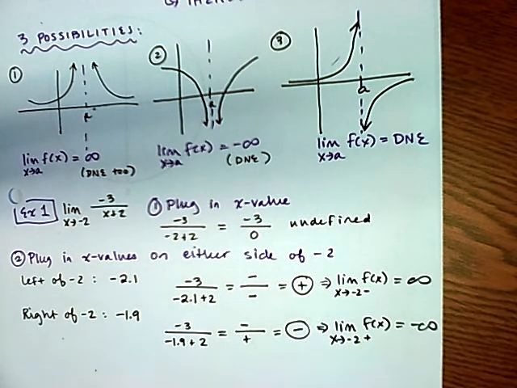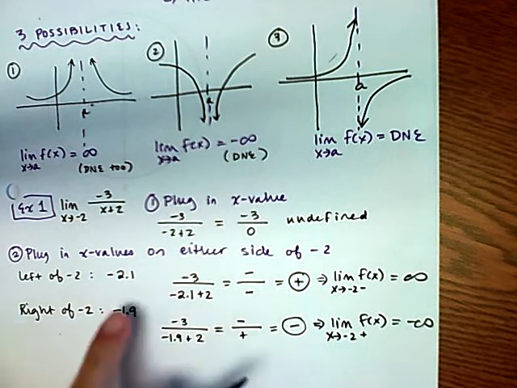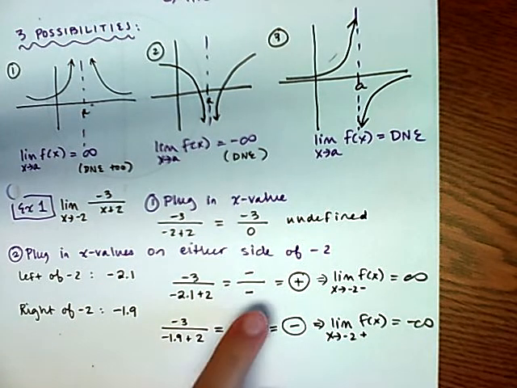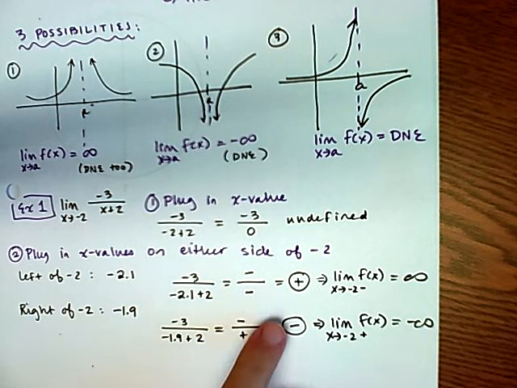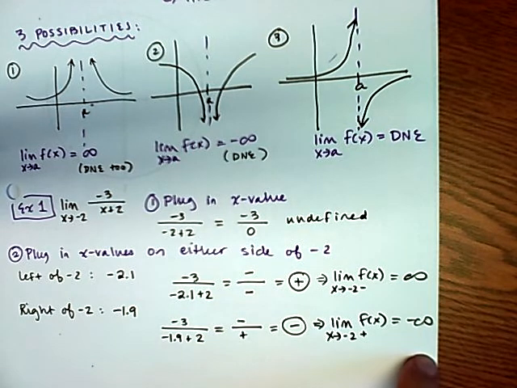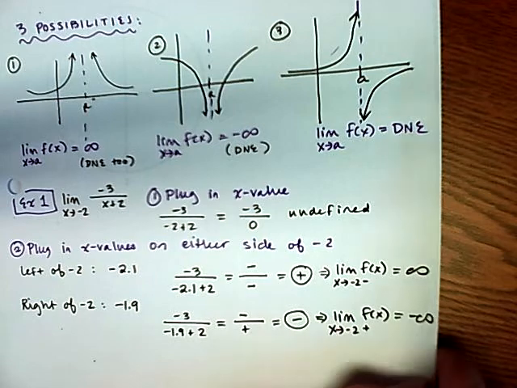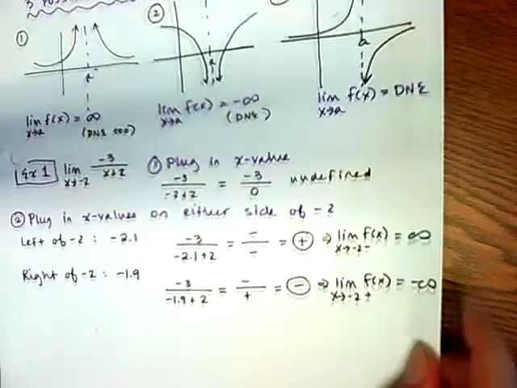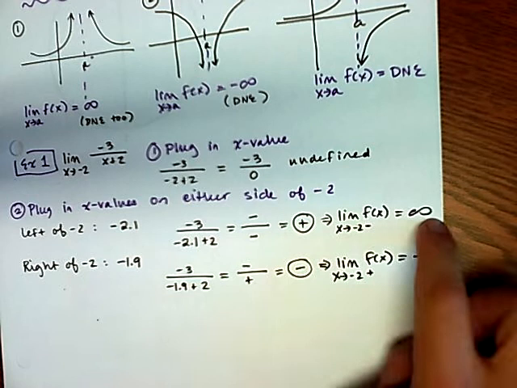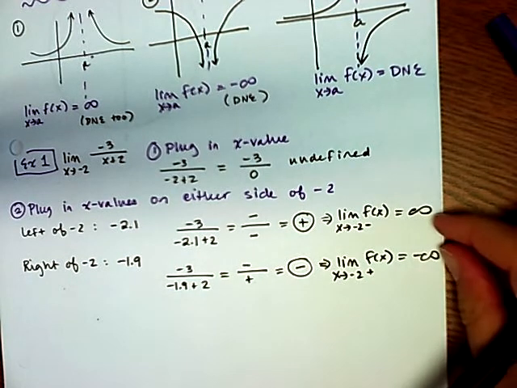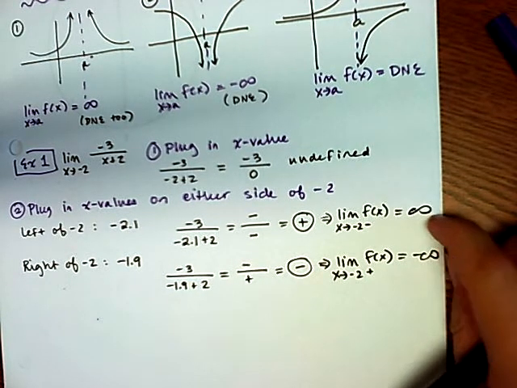infinity. Okay, so again, I'm plugging in a point on either side. I'm getting the sign of that value, and that's allowing me to conclude the sign of the infinity of each of the left and the right-handed limits. Now my last thing I need to do is draw my conclusion based on the left and right-handed limits. So are these two limits the same? No, one's positive, one's negative.